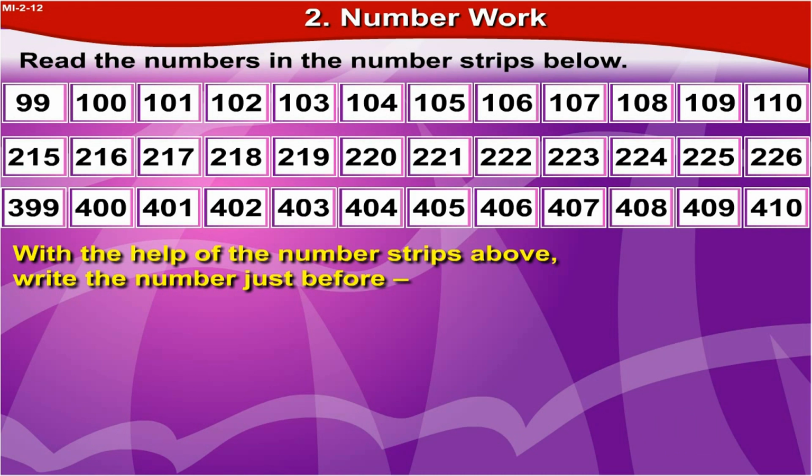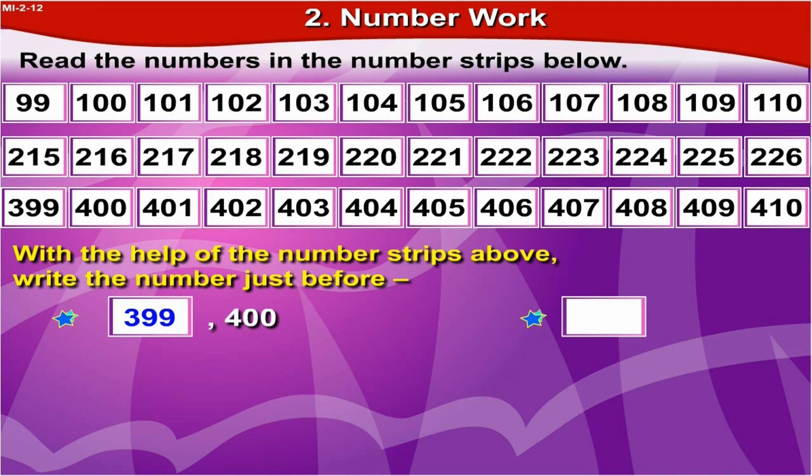With the help of the number strips above, write the number just before. Box 400. What comes before 400? If you check the number strip, it is 399. So 399 comes before 400. Next is a number before 107. According to the number strip, 106 comes before 107. So we will write 106.